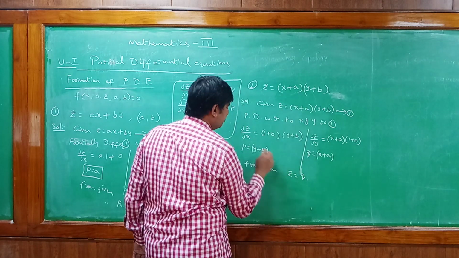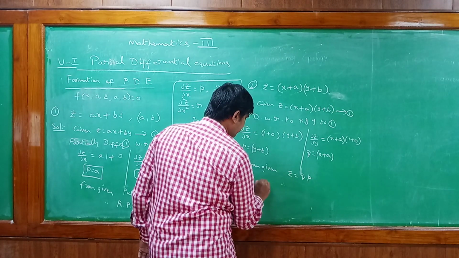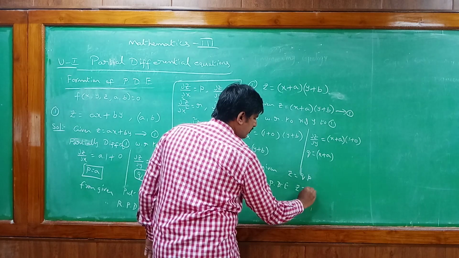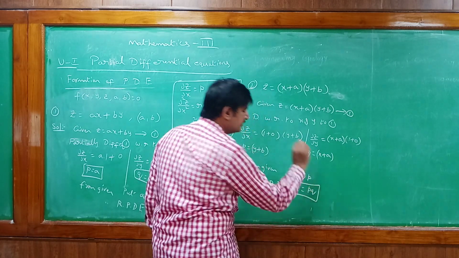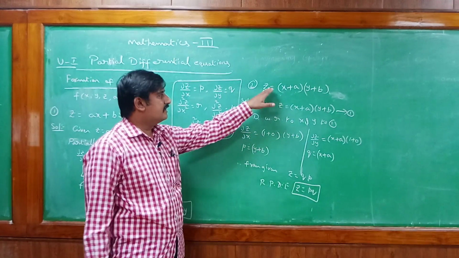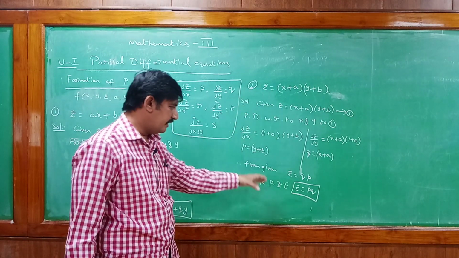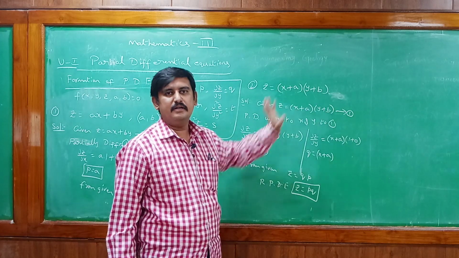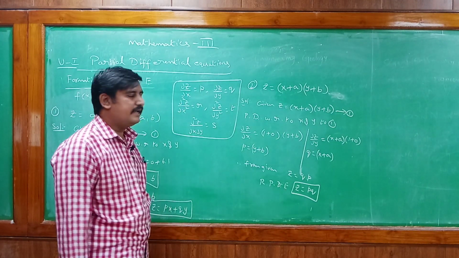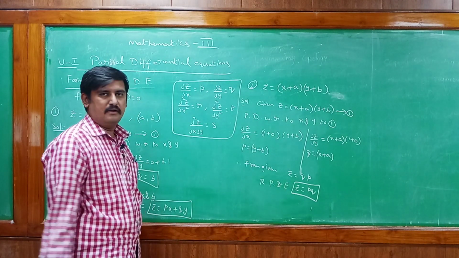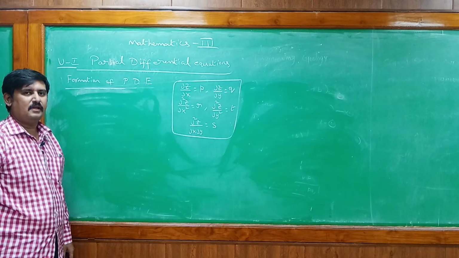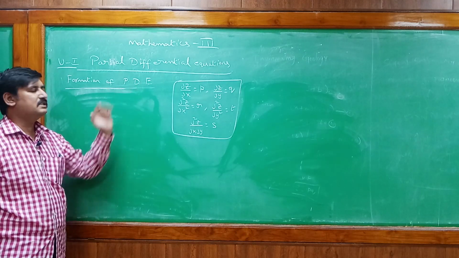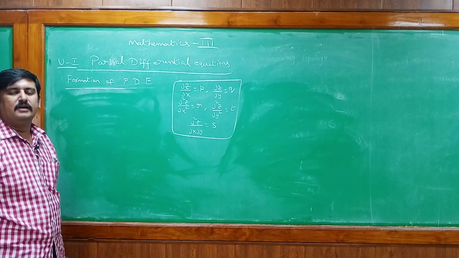So what is my y plus b? It becomes p. Therefore the required PDE is z equals pq. Like this, you need to convert the given general equation into a partial differential equation by eliminating the arbitrary constants, whatever the constants are, z equals a and b. Okay, so now we have discussed formation of partial differential equations by eliminating arbitrary constants.